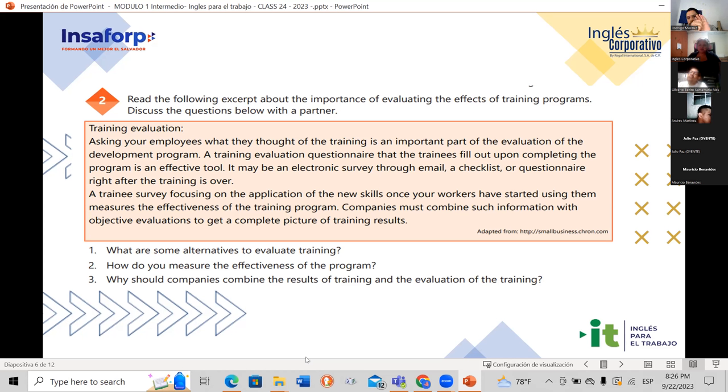So they are similar. That is to evaluate not only the trainer who has been giving you the training, but also the content of the training, the topics, or procedures that have been done during the training, okay? That is the main purpose of that survey, okay? Then we have three questions here. What are some alternatives to evaluate training?